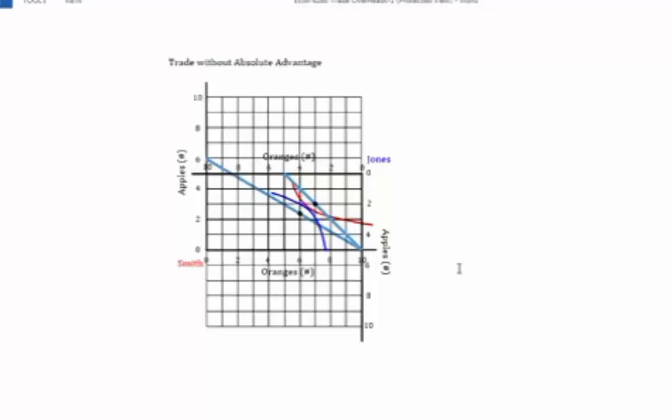Okay, what is Smith's productivity in apples? 6. His origin? 6. Smith can produce 6 apples per hour. What is Jones's productivity for apples? 1, 2, 3, 4, 5, counting this way, 5 apples per hour. Who has the absolute advantage in apples? Smith. So here's an example. Smith has the absolute advantage in both apples and oranges.